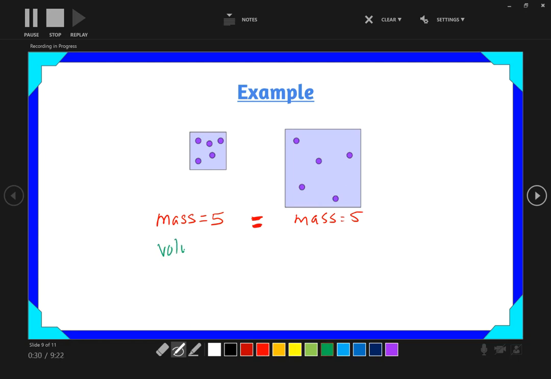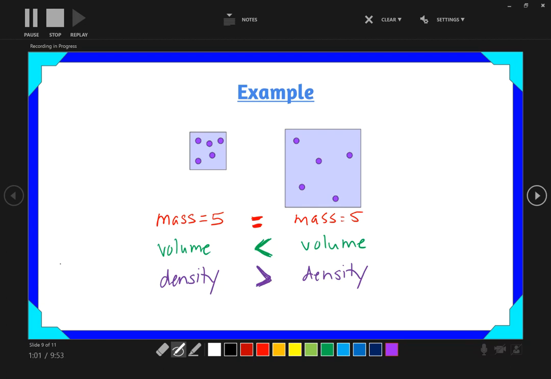Next thing to take a look at is your volume. Remember that the volume is the size of the box. So which box is bigger? Your second one. And now let's take a look at the density. Remember that density is determined by which box has the particles closer together. So which box has more density? Box 1.